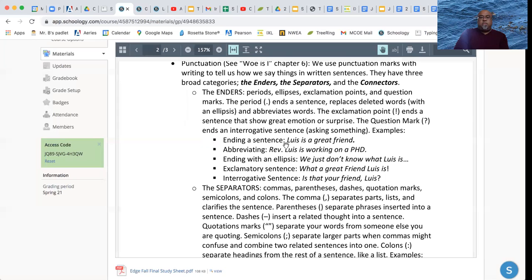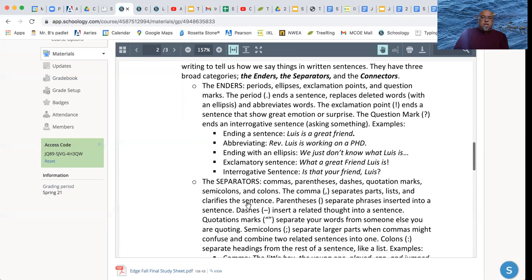Ending a sentence: Luis is a great friend. Abbreviating: the Rev. Luis is working on a PhD. Ending with an ellipsis: we just don't know what Luis is... We don't know what the rest of the sentence is saying because it's done. Exclamatory sentence: what a great friend Luis is! Interrogative sentence: is that your friend, Luis?